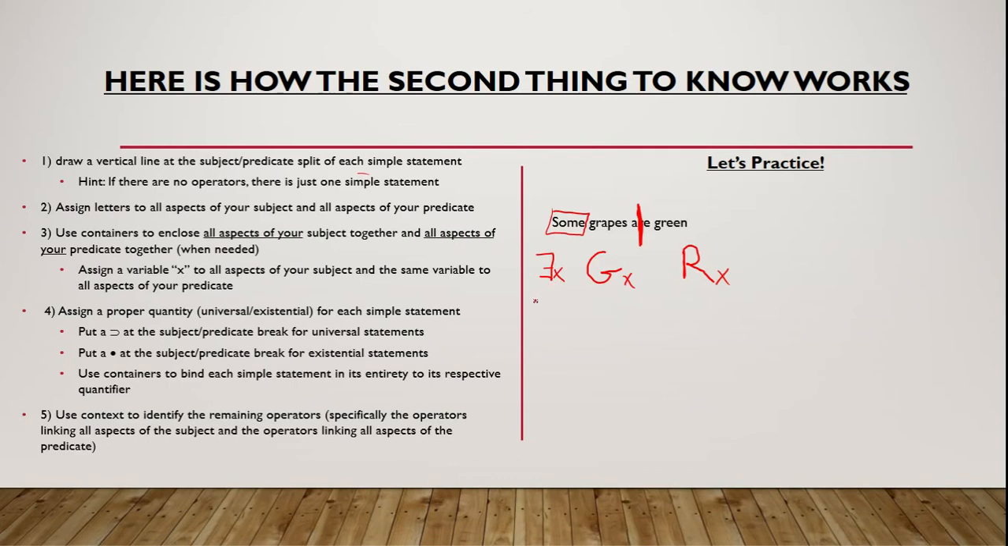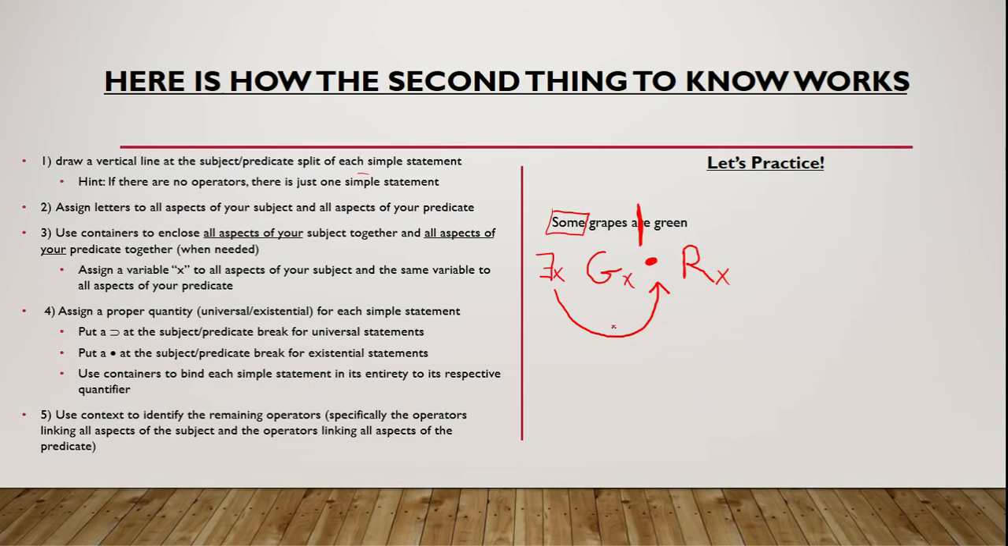We're going to put a horseshoe at the subject-predicate break for universal statements. This isn't universal. We're going to put a dot at the subject-predicate break for existential statements. This is existential. So we're going to take this EX. It is going to govern the break right here. And so we're going to put a dot right between the GX and the RX. Again, we're putting that dot right at the subject-predicate break of this sentence.